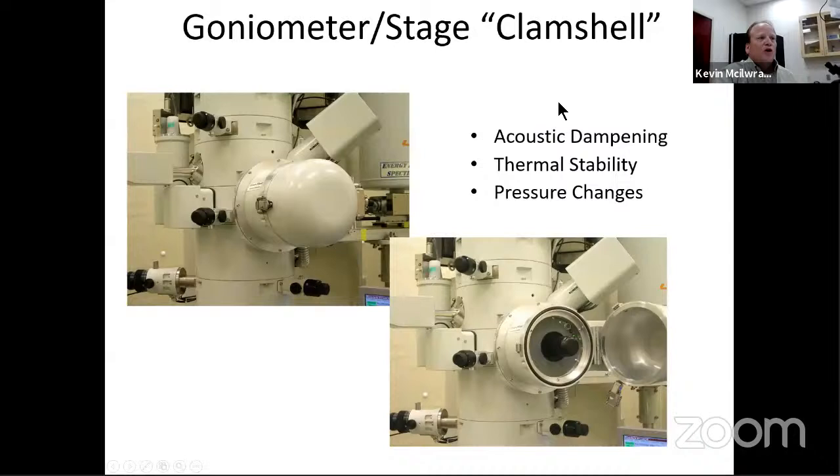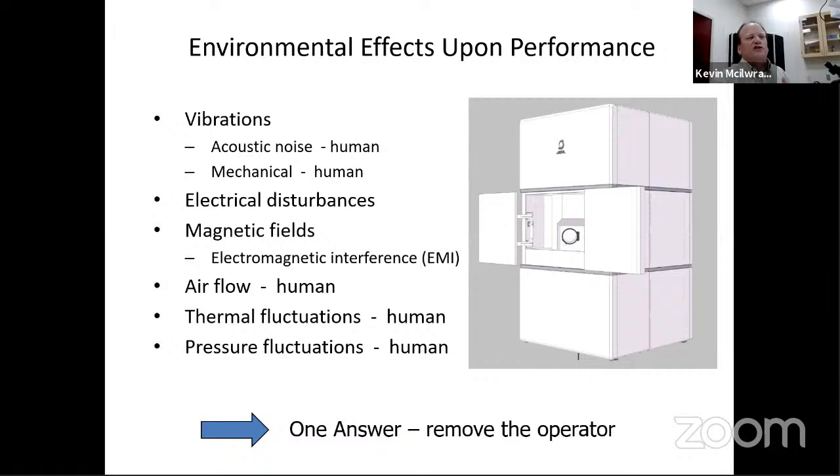One of the things we dealt with, these acoustical and pressure changes, is that we added a cover to the actual stage. And that's still there, even with these large boxes that now go around the microscope. The cover will minimize acoustic noise from humans. My voice is deep; I can't talk when I'm doing high resolution imaging. Women have a higher frequency voice; usually they can talk, it's okay, sorry guys. Electrical disturbances, magnetic fields, airflow, thermal fluctuations could be human. I can put my hand on the column; I'm pretty hot most of the time. Pressure fluctuations from doors opening.